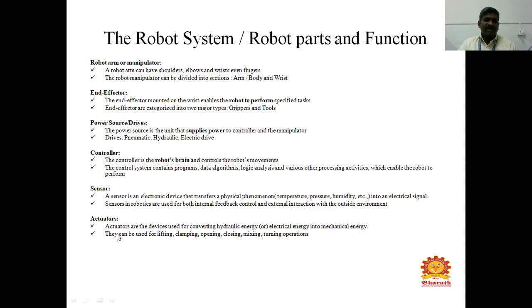Okay, the next one is the actuator. Actuators are used for converting hydraulic energy or electrical energy into mechanical energy. They can be used for lifting, clamping, opening, closing, mixing and loading operations. This is a robot component. Okay, these are the 6 basic components of the robot.